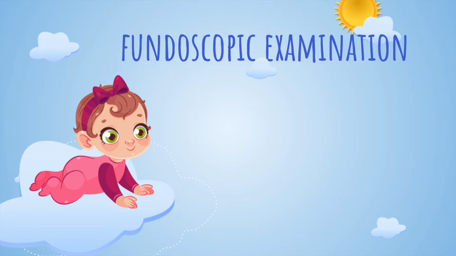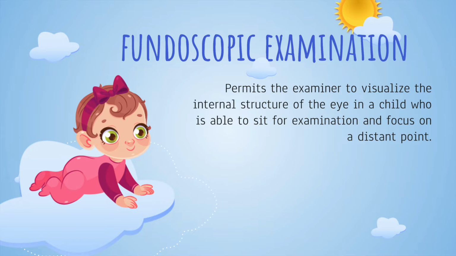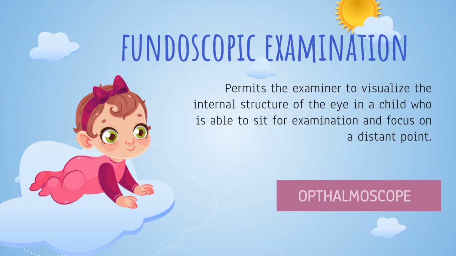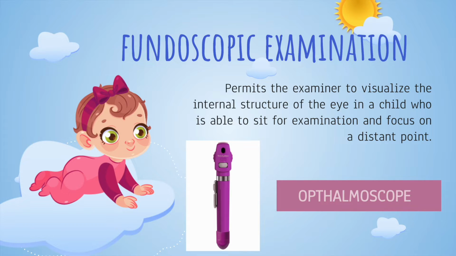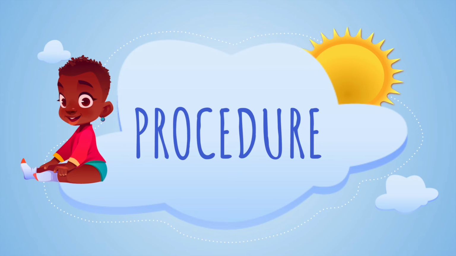Fundoscopic examination permits the examiner to visualize the internal structure of the eye in a child who is able to sit for examination and focus steadily on a distant point. In fundoscopic examination, we are going to utilize a direct ophthalmoscope. Now let's proceed to the procedure of fundoscopic examination.